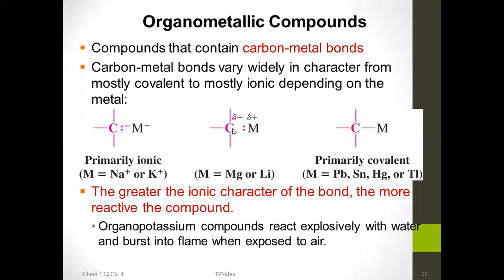For the partially ionic case, it's usually carbon that bears the partial negative charge and the metal the partial positive charge. Usually the metal here is magnesium or lithium. But for primarily covalent, usually the metal will be lead, tin, mercury, or tellurium.